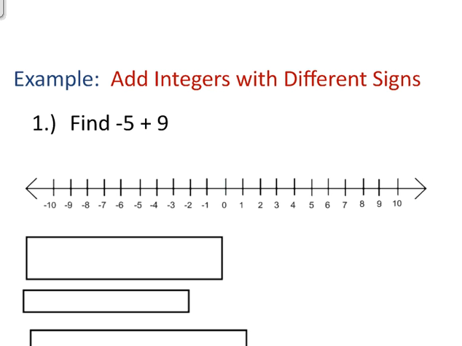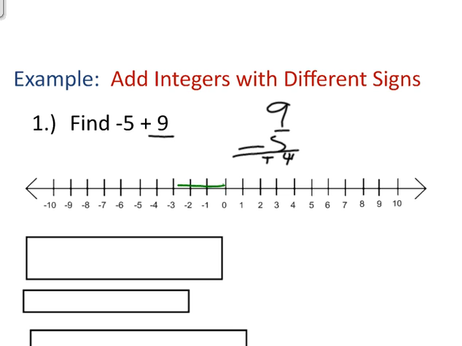Adding integers with different signs. Here's another example. -5 plus 9. So the absolute value of 9 is 9. The absolute value of 5 is 5. I subtract. I'm going to get 4 as my predicted answer, and it's going to be positive +4.